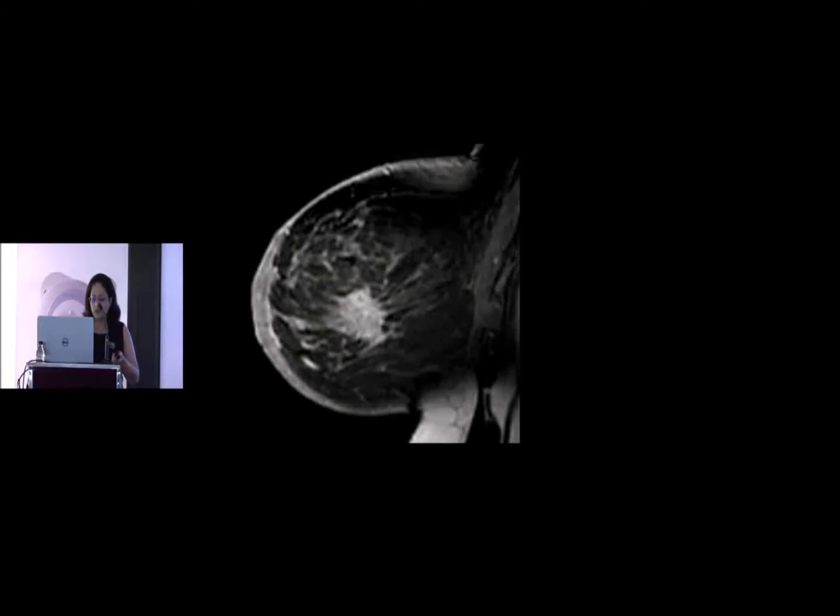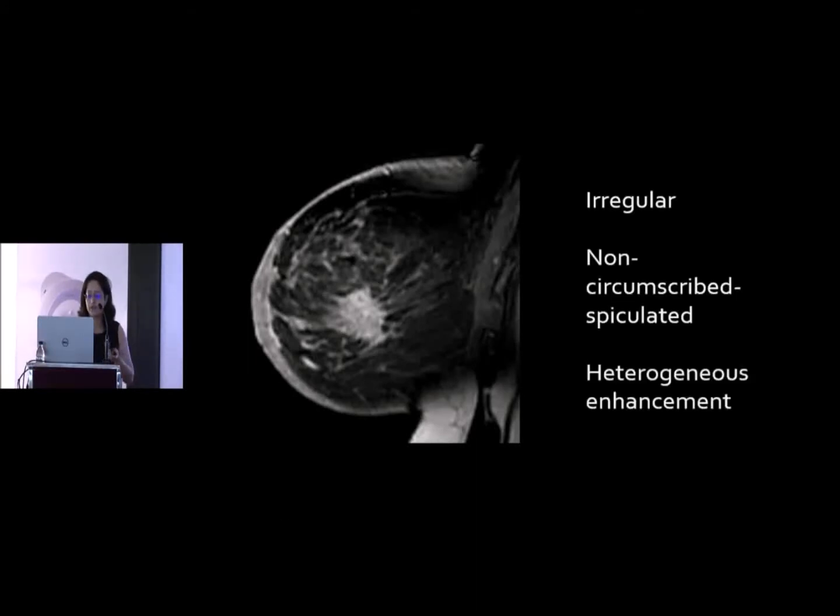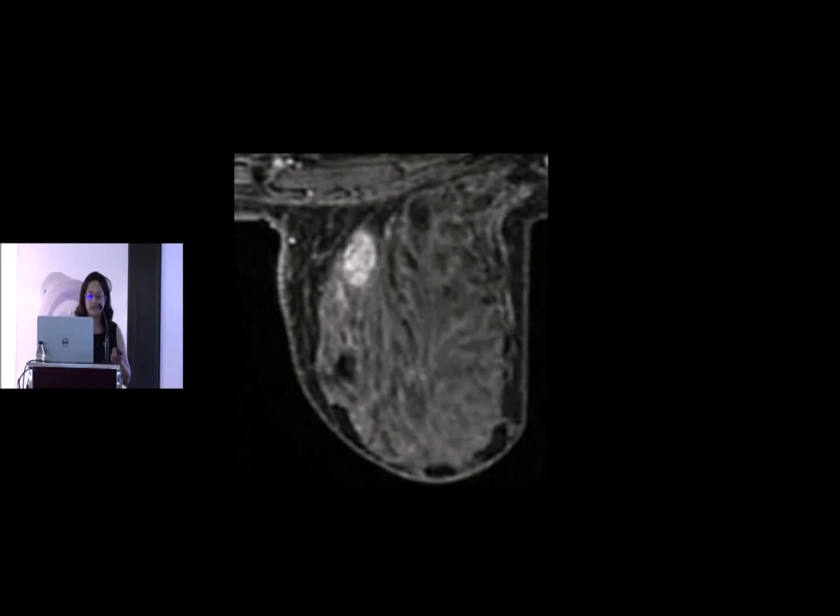So let's look at some cases. What is the shape of this lesion? I want you all to say, because this is a workshop, irregular margins, spiculated enhancement, heterogeneous. Perfect. You all are spot on. You will call it suspicious, right?